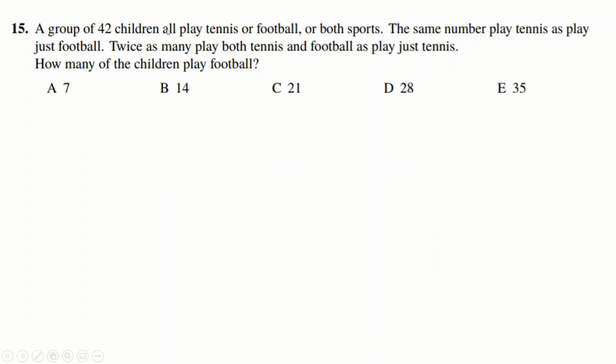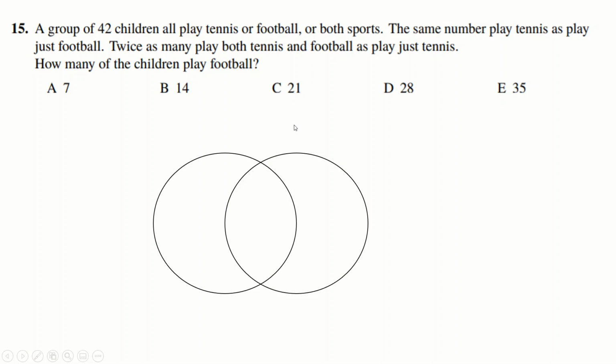Question 15. 42 children play tennis or football or both. Now, as soon as I read this, I don't know whether it's because I've done a lot of Key Stage 4 maths in my life, but I just thought Venn diagram immediately, with tennis and football. Okay, the same number play tennis, so in all of the tennis circle, the same number do this as play just football, which is just this crescent of the football circle.